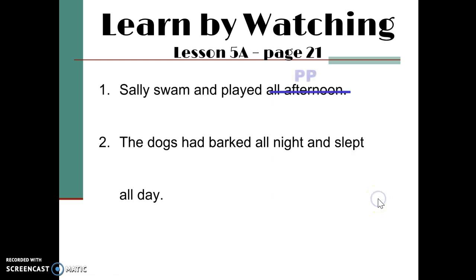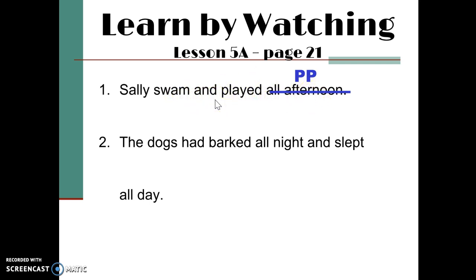So the first 2 sentences: Sally swam and played all afternoon. We're going to mark out our imposters: all afternoon. And I know all wasn't one of our prepositions that's on our list, but we can see that it ends with a noun. All of the afternoon is almost what it sounds like. Sally swam and played all afternoon.